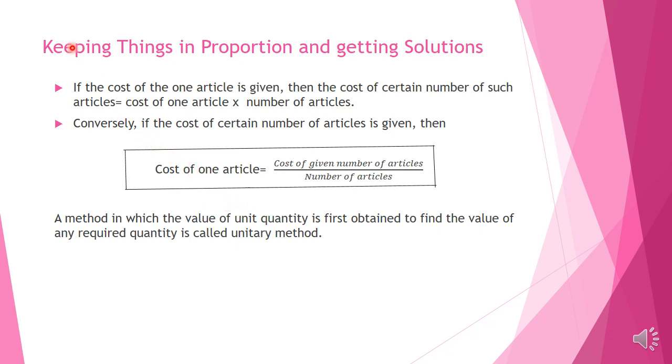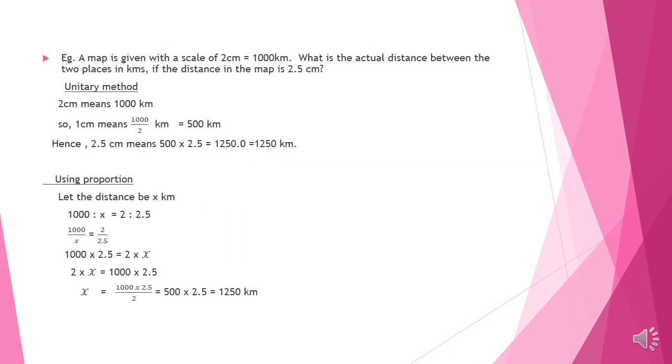Okay children. Let us do another example for learning the unitary method and proportion. Example: a map is given with a scale of 2 cm equal to 1000 km. What is the actual distance between the two places in kilometers if the distance on the map is 2.5 cm? So first we may solve by the unitary method. So 2 cm means 1000 km. It is given in the question. Okay, so we are finding 1 cm means what?